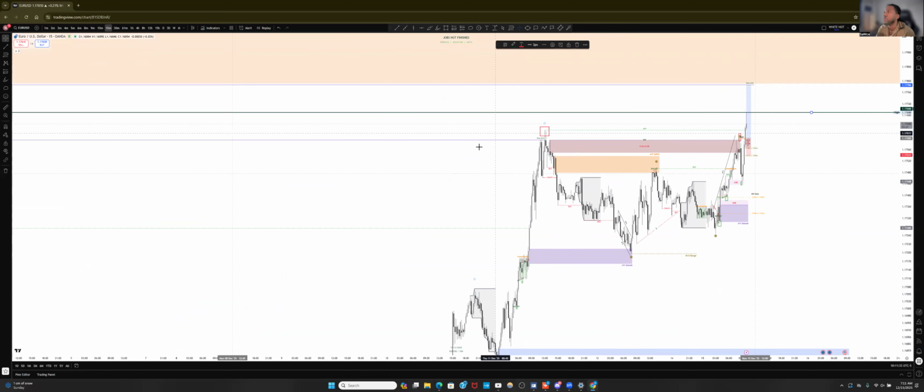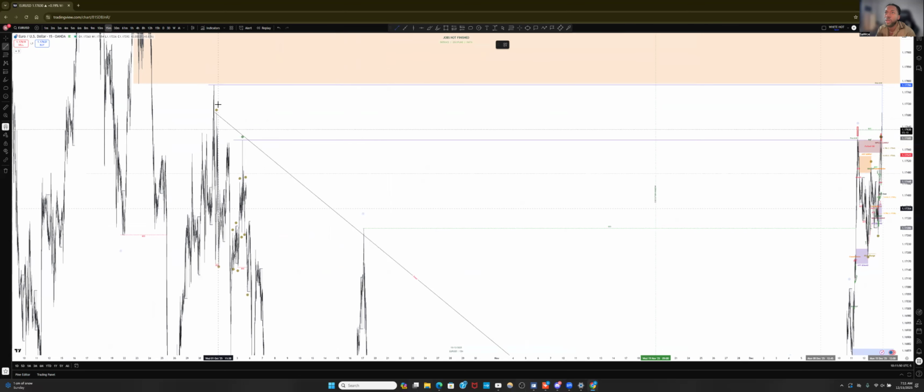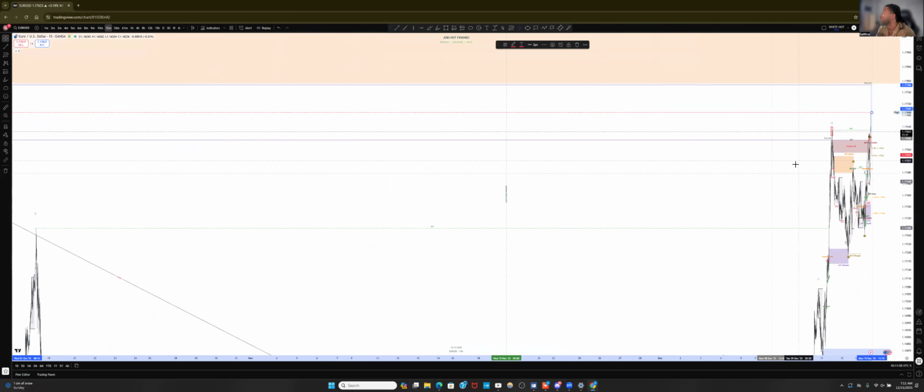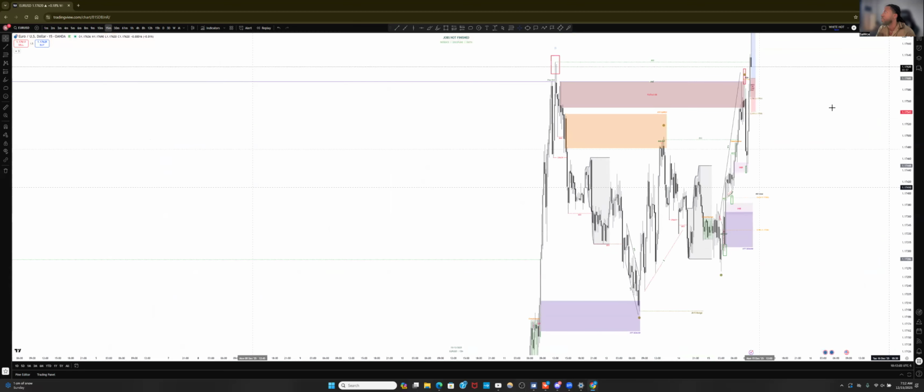It's possible. We can't rule that out, actually. Cannot rule that out. Now, it's not the highest point within this range. So what we want to see now, did it wick above it? Or was it simply an equal high?